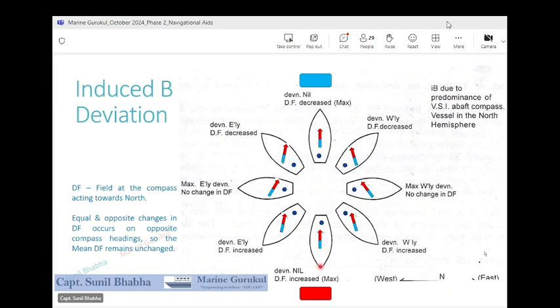When the ship is heading south, the blue pole of the funnel and the blue pole of the Earth match, increasing the directive force at the compass location. So whenever the ship is on a northerly component heading, northeast, north or northwest, the directive force is reduced because this funnel's blue pole is southward of the compass. Whereas when the ship is on a southerly component heading, southeast, south or southwest, the directive force is increased because the blue pole of the funnel is north of the compass needle.